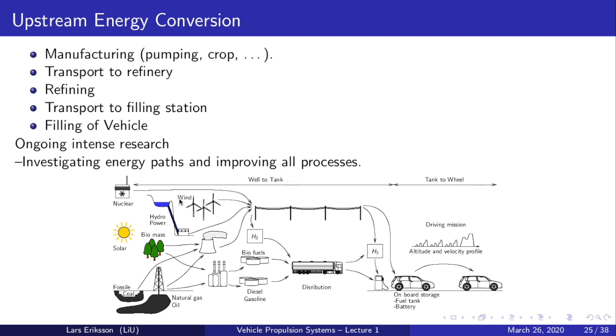For example, what different ways can we generate energy? To electricity, can we go to other fuels, for example biofuels or hydrogen, or replacements for diesel and gasoline, and then later use them for the driving mission, where you can see the driving cycle that we have down here.